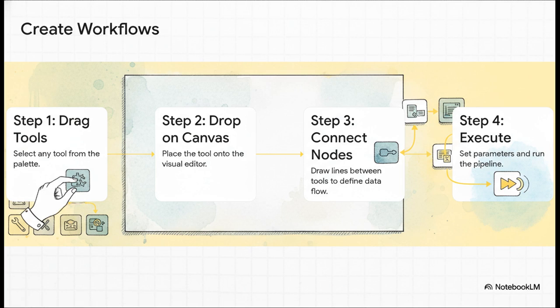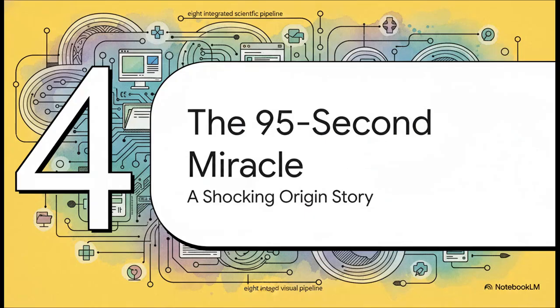You just drag a tool from your palette, drop it onto the canvas, and then you just draw a line to connect it to the next step. You're telling the system exactly how you want your data to flow. This is a total game changer because it makes this incredibly sophisticated automation accessible to scientists who aren't professional coders. Okay, let's just take a breath and recap for a second. We've got a gorgeous user interface, 8 powerful scientific tools built right in, it handles all the file types you could need, and it has a drag-and-drop pipeline builder.